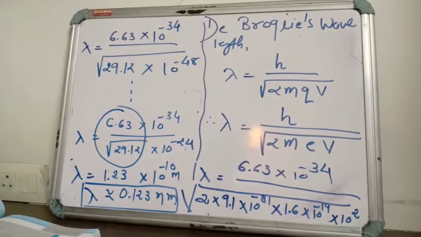Again, go through your steps. We have been told to find the de Broglie wavelength of an electron accelerated through a 100 volt potential difference.